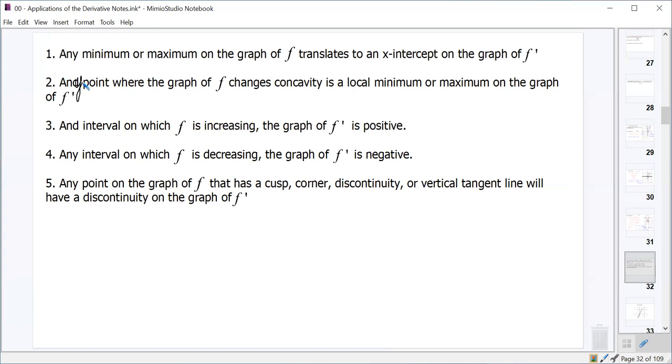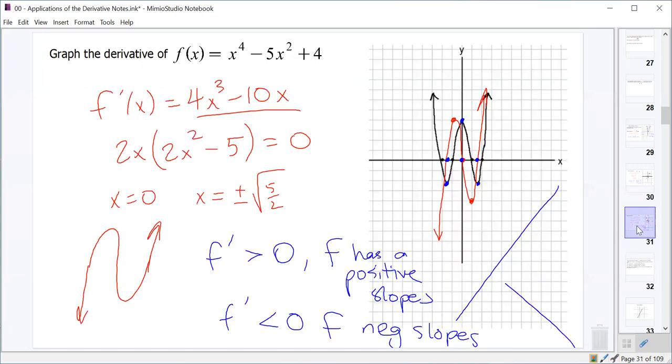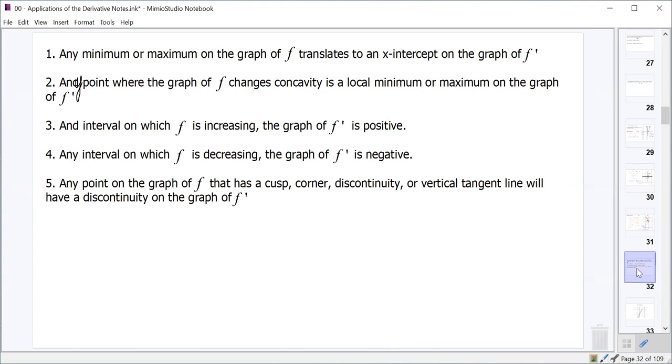So our graph changed concavity here, and we had a local max. Our graph changed concavity here, we had a local min. If f is increasing, f prime is positive. If f is decreasing, f prime is negative.